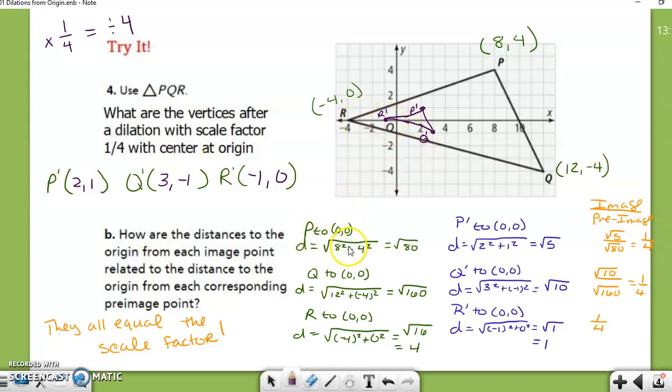Down here, I've already calculated the distances using my distance formula and my coordinates. So from P to the origin is root 80, and from P prime to the origin is root 5. When I do my image, these are my images in blue, over my pre-images, the green, it reduces to 1/4. Same thing for point Q and for point R and R prime. Notice, this is my scale factor. They all equal the scale factor. So our scale factor is even in play there.